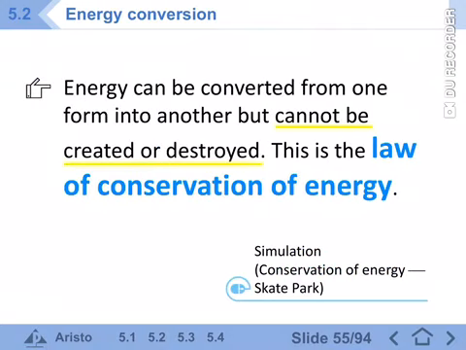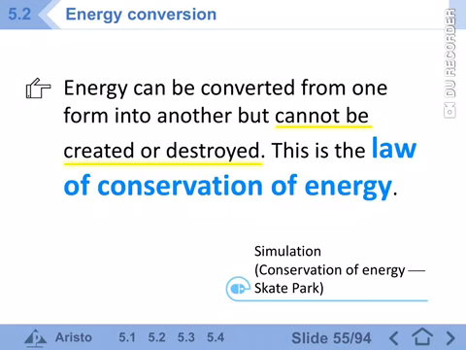So in here, there's an idea that energy can be converted from one form to another. So it can change from, for example, what we have seen before, chemical energy to electrical energy. But it cannot be created nor destroyed. So in here, energy cannot create itself. It has to start somewhere, and then it will be converted into other forms. And also it cannot be destroyed. It will remain the same. So that's why we call that the law of conservation of energy here.